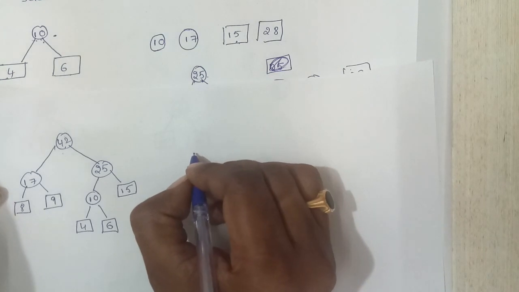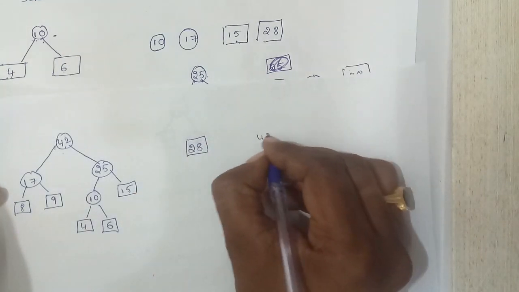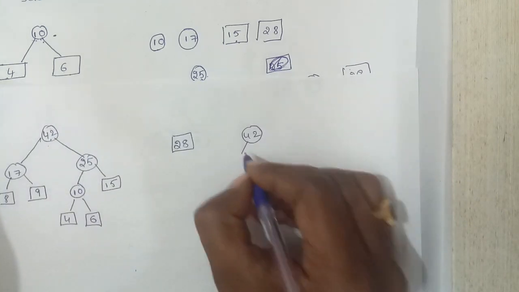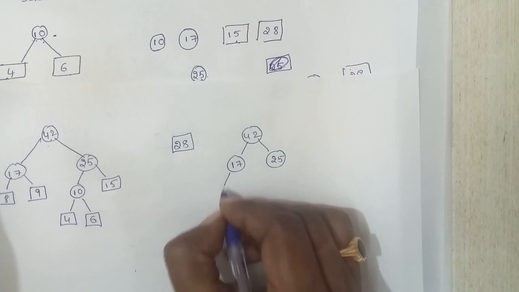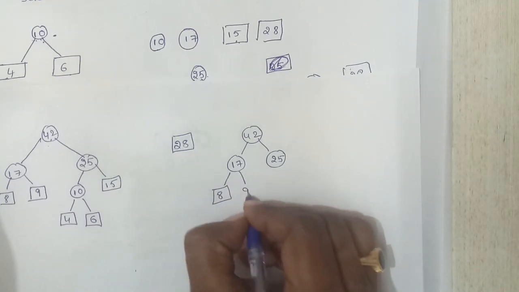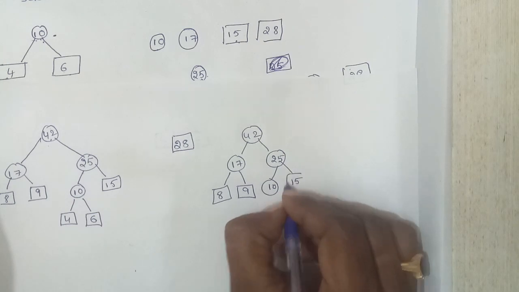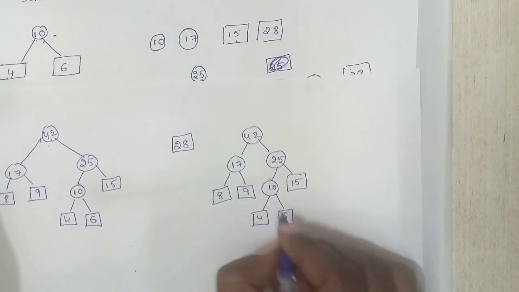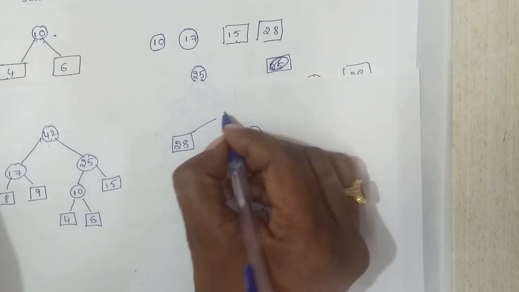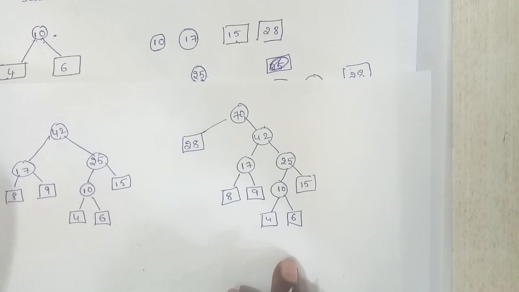So what is the tree? 28, 42 is placed on the left side. 17, 25, 8, 9. So 28 plus 42, 70. So this is the final Huffman tree. This is the final Huffman tree.